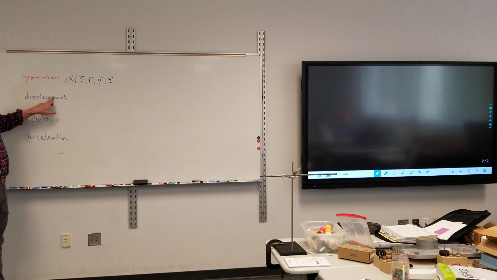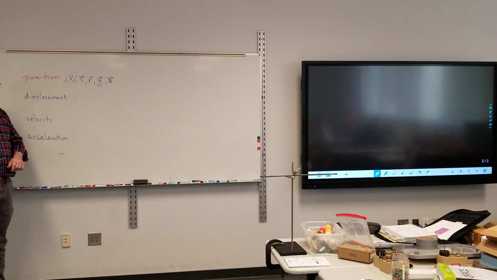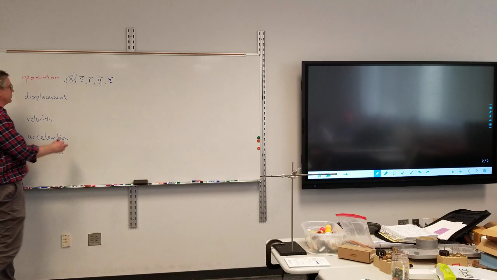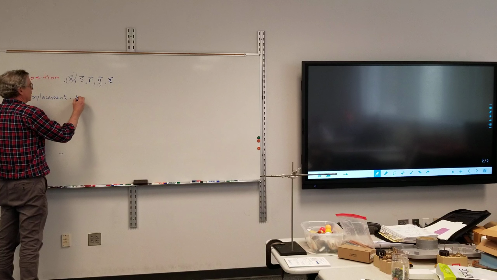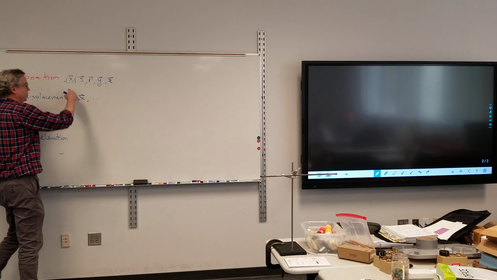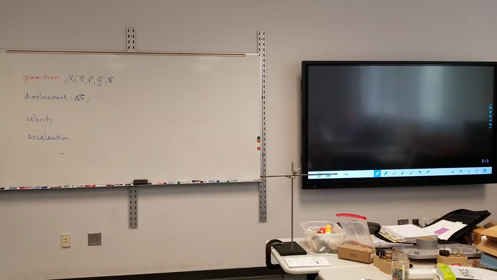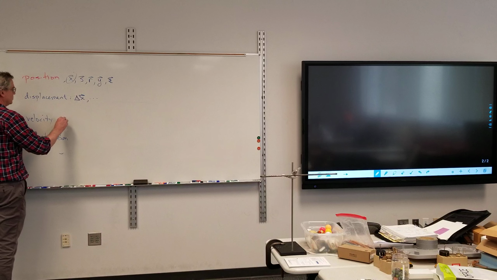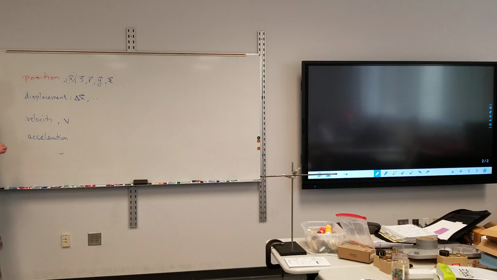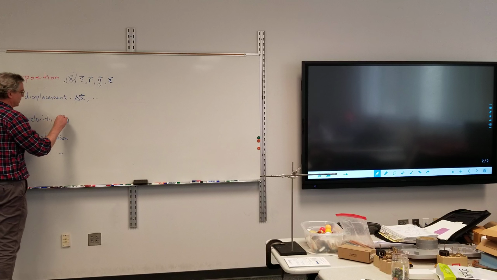Displacement. What symbol do we use for displacement? Yeah, just throw a delta in front of it. So delta X, delta in front of whatever we're using for position, because displacement is change in position amongst a different definition. Velocity. V. Like that, with a vector symbol. Thank you very much.